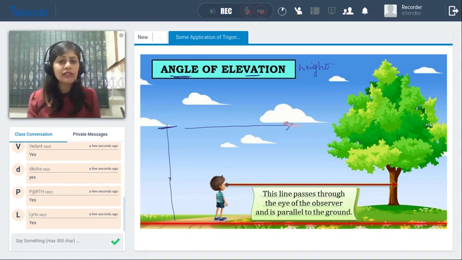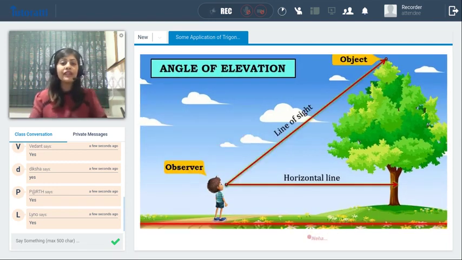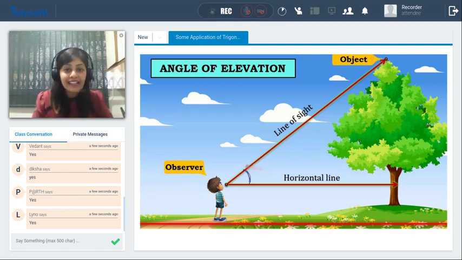Now, once you know what a horizontal line is, let's move to the angle of elevation. Basically, the angle that we will talk about is the angle that the line of sight makes with the horizontal line. So let's first have a line of sight. Suppose I'm going to look at the top of the tree. This boy wants to look at the top of the tree. Again, from the observing point to the object, that imaginary line is the line of sight. And students, pay attention, the angle that the line of sight makes with the horizontal is theta, which we're talking about.